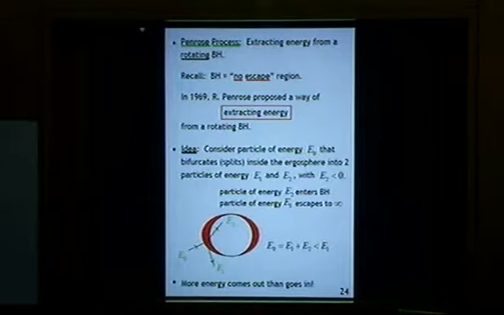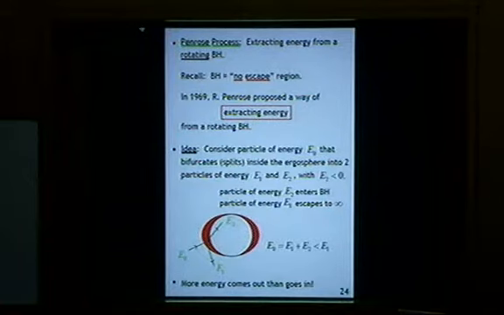Now there's something called the Penrose process. So that's extracting energy from a rotating black hole. So remember that the black hole is a no-escape region. Nothing comes out. Now in 1969, the mathematician Roger Penrose, British mathematician, proposed a way of extracting energy from a rotating black hole. Now, he just proposed it. It was a thought experiment, okay?